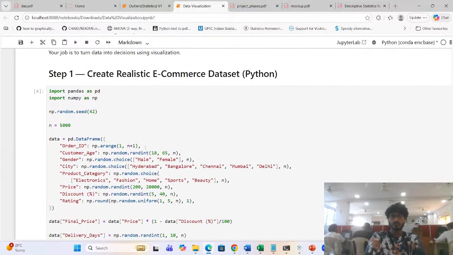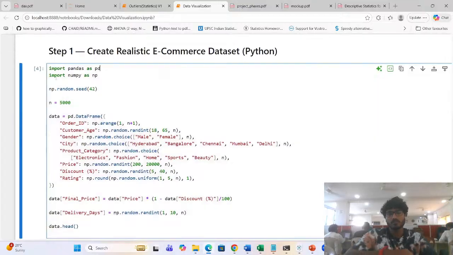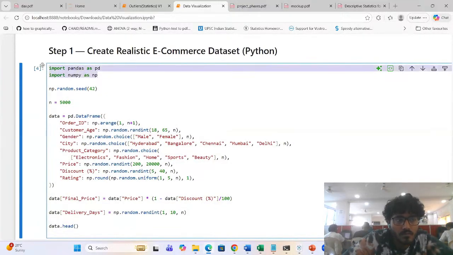We need to create a sample data. How am I going to create it? Do you have an idea of NumPy? I'm going to use NumPy to generate synthetic data, which looks like real data, but it's a dummy data. Who doesn't know NumPy? No worries, I'll explain each and every function very clearly. You can understand. Clear? First of all, I'm importing pandas and NumPy as libraries.